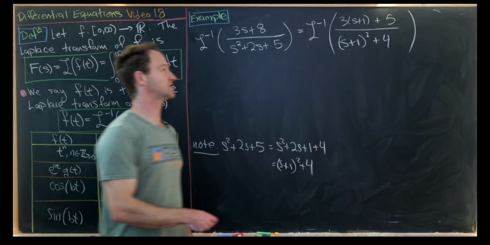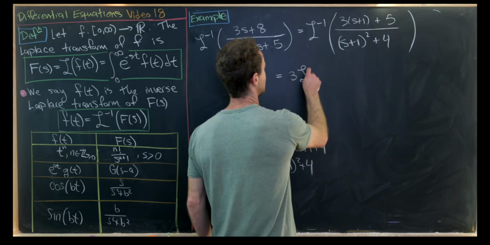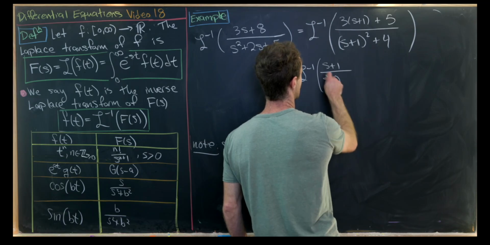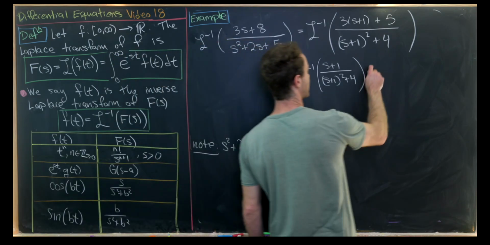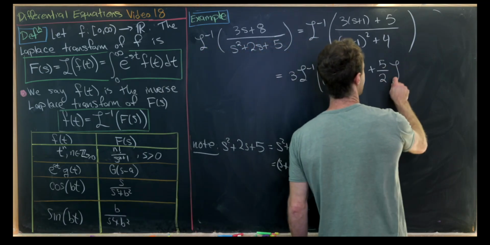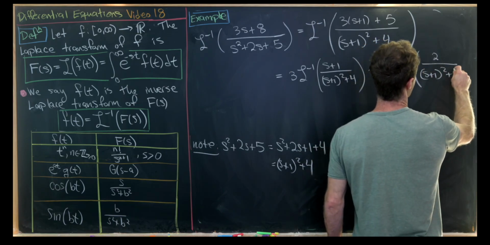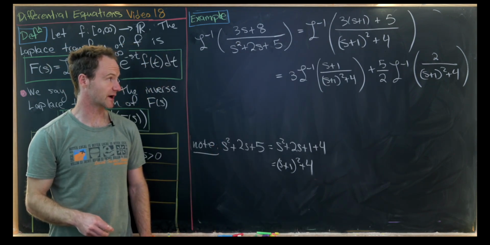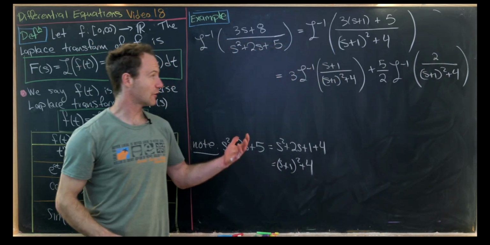Now we're essentially ready to finish this thing off. Let's just be careful with everything. So we'll have 3 times the inverse Laplace transform of (s plus 1) over (s plus 1) squared plus 4. That is the first term. And then we'll have plus, I'm going to take a half out of this and write this as 5 over 2, we'll see why. And then the inverse Laplace transform of 2 over (s plus 1) squared plus 4, viewing 2 as the square root of 4, or 4 as 2 squared. And I took that 2 out so that I would have this matching number right here. And now we're ready to do it.